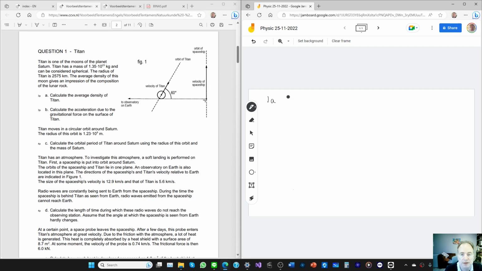Well, for density we can use the symbol rho. It's just the mass divided by the volume. The mass is given there in kilogram, and the volume of a sphere is 4/3 pi. And then we need to take this radius to the power 3. 2575 times 10 to the power 3 to convert it into meters.